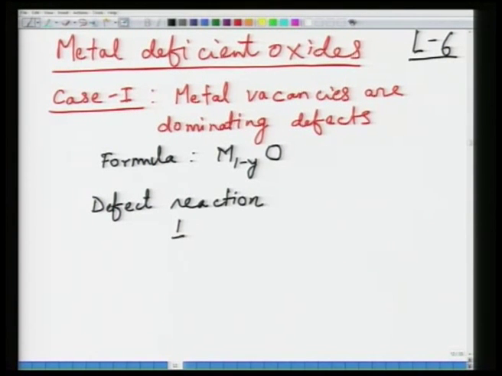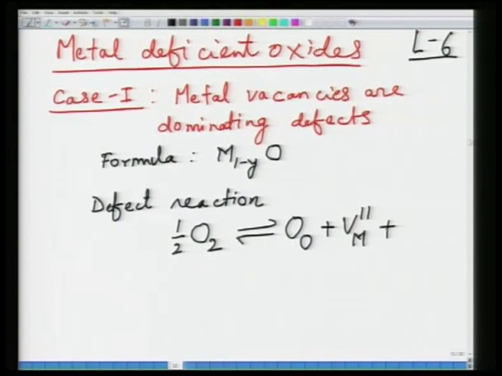The defect reaction would be, since it is a case of metal deficiency, oxygen coming in, and oxygen goes to an oxygen site. We are taking the case of MO type, which means you have to maintain the site balance. So, you create one oxygen site where the oxygen goes, and complementing that you have a metal site, but since this is a metal deficient oxide, you will have a vacancy of metal. Now, this vacancy of metal, since it is an MO form, would be doubly negatively charged.